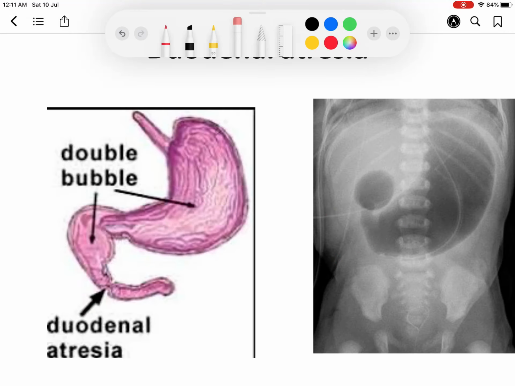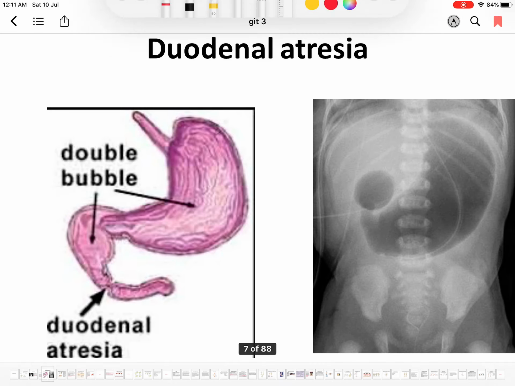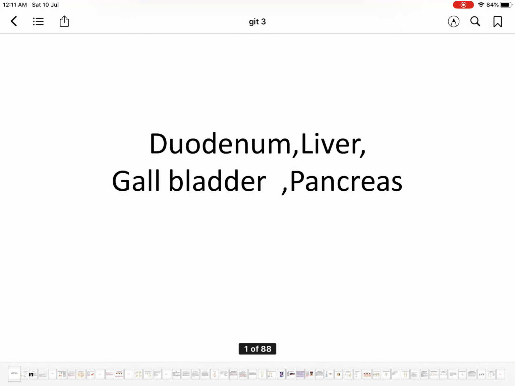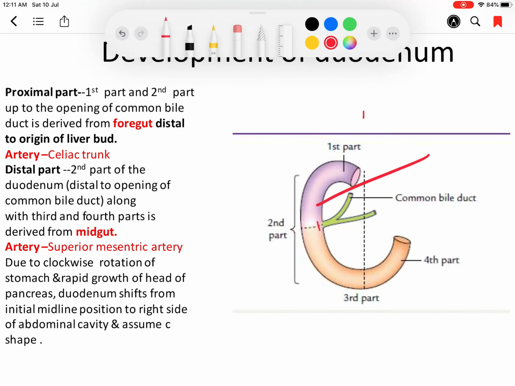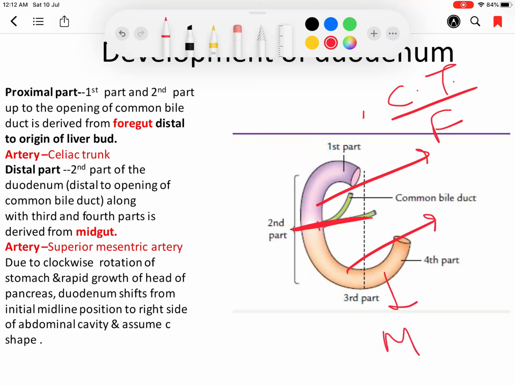So quickly we revise the duodenum: the duodenum develops from the foregut and midgut. The proximal part develops from the foregut, and the distal part develops from the midgut. Proximal to the opening of the bile duct, it develops from the foregut, so it is supplied by the celiac trunk, because the artery of the foregut is the celiac trunk. And distal to the opening of the bile duct, the part develops from the midgut, and the artery is the superior mesenteric artery.